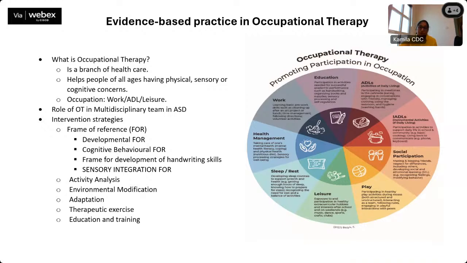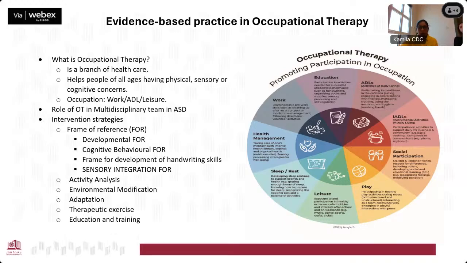We also use activity analysis. Now, let's take writing. Writing is a small activity, but it has multiple components to it. So as an occupational therapist, I will divide the writing into multiple subtasks and see what are the areas of concerns so that I can plan my treatment goals accordingly and cater to specific areas of concerns that the child has with respect to writing.